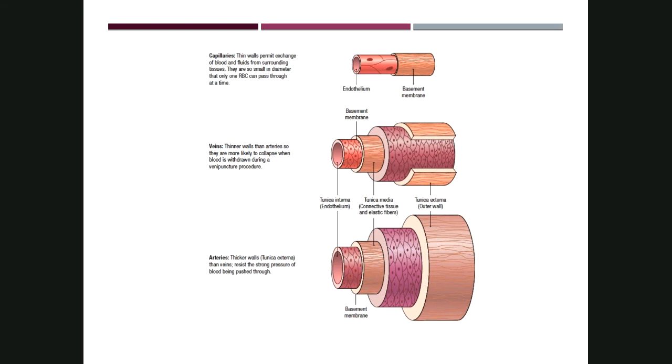So if we look at some of the similarities and differences, arteries have thicker walls to resist the strong pressure of blood being pushed through, whereas veins have thinner walls than arteries. They're most likely to collapse when blood is withdrawn. And capillaries, if you look here, have walls with a permanent exchange of blood and fluid from the surrounding tissue, so they're smaller in diameter to allow only one red blood cell to pass through at a time. Between the different categories, the capillaries only have the endothelium and basement membrane because we need to allow for that gas exchange.